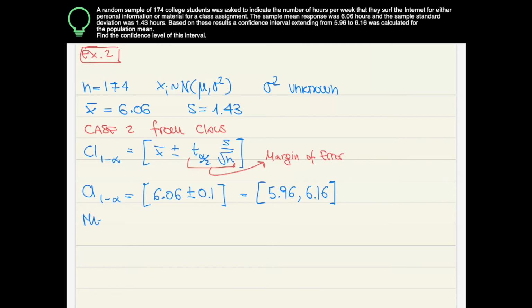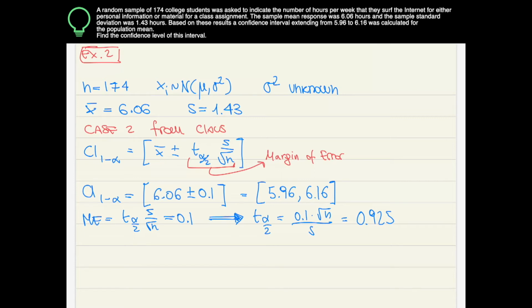Therefore, the margin of error, which is T alpha over 2 S over square root of n, has to be equal to 0.1. It will be easy enough to just rearrange these terms to find that T alpha over 2 is equal to 0.1 square root of n over S. And therefore, if you solve these calculations, you have that T alpha over 2 is 0.925. Now we need to find alpha.